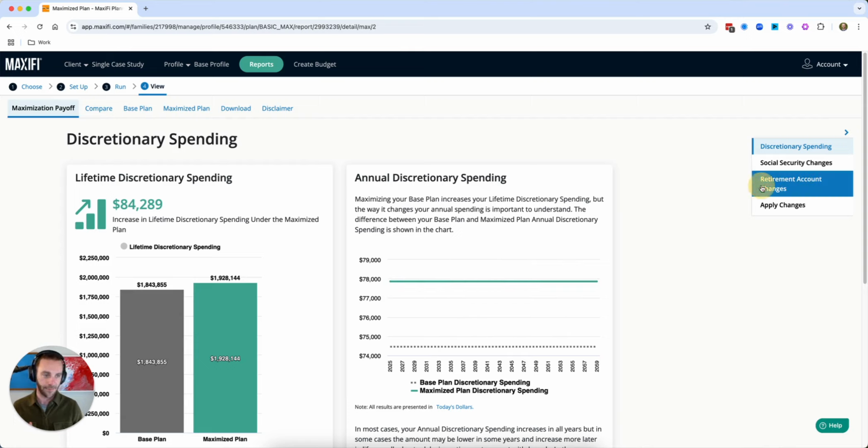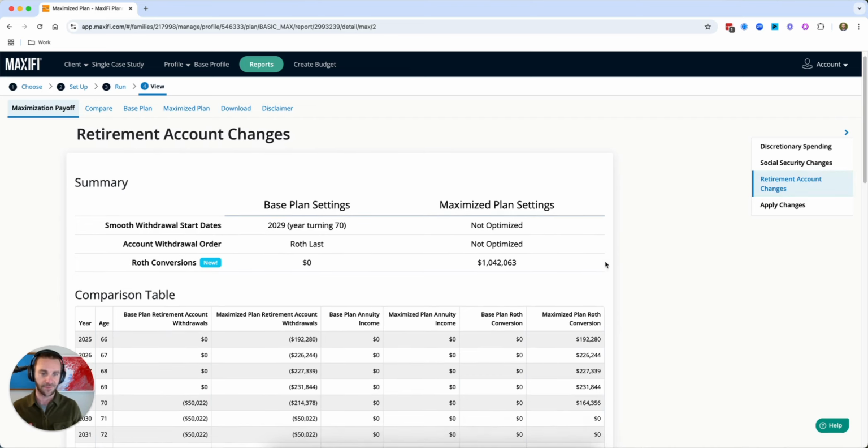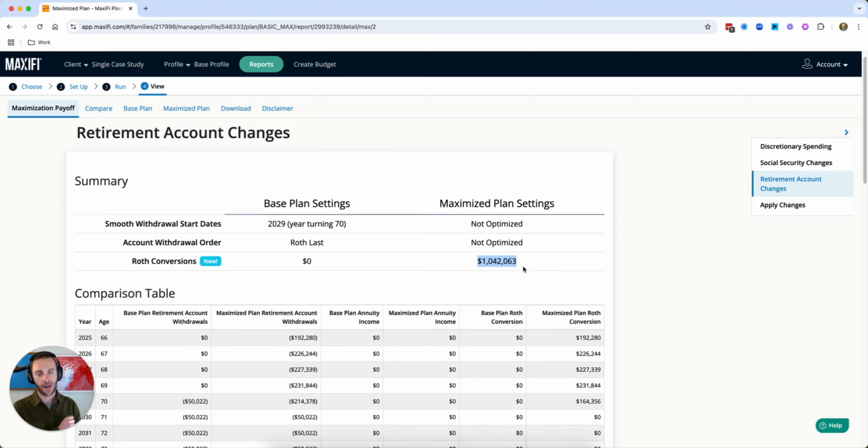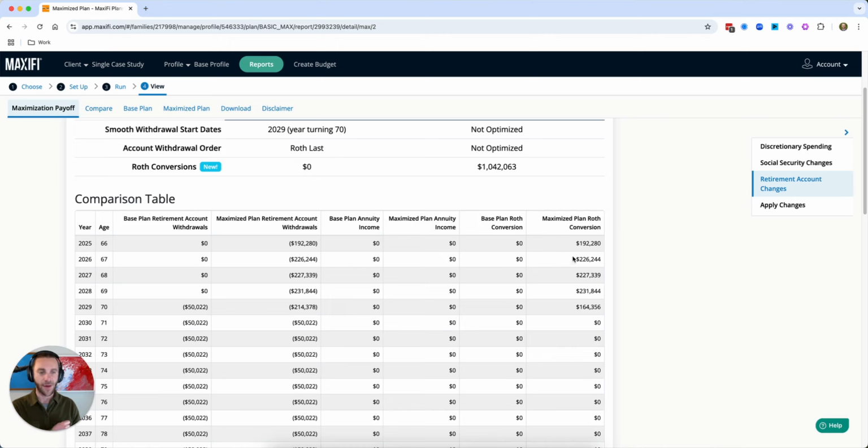If you click on retirement account changes on the right, you'll see the specific recommendations. This is a go big or go home situation. Not always the case, but is the case here in this example. The program is recommending that Wanda convert her entire traditional IRA, so $1 million moving from traditional to Roth. And below you'll see how it's recommending she does that over time. So it's saying maybe about $200,000 a year over the next 5 years as she approaches age 70, at the time at which she is filing for Social Security.